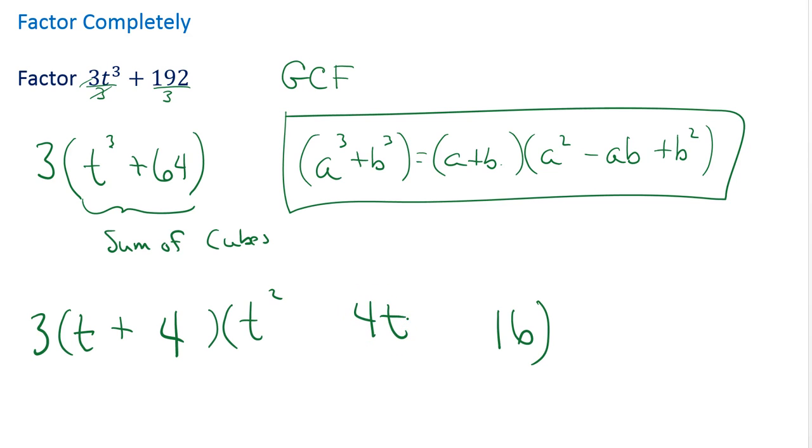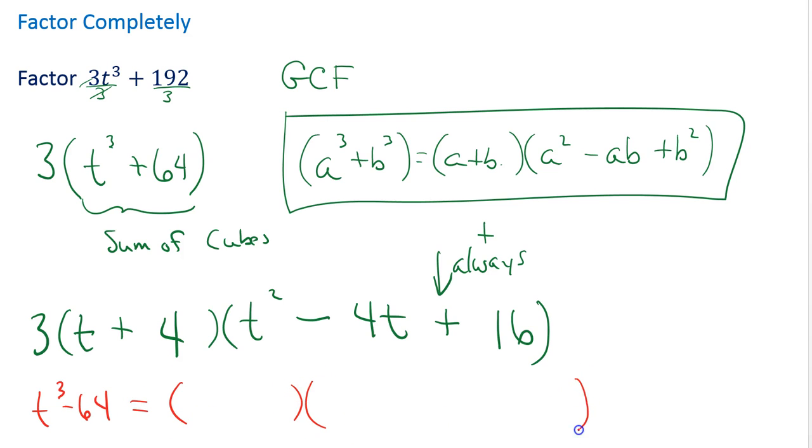Now let's talk about the signs. If this is plus, then that changes to minus. And this last one over here, no matter what your original problem is, is always positive. So even if you had a problem that was t to the third minus 64, that would always be plus. But what if we had t to the third minus 64 instead? Again, that factors into a short set and a long set.